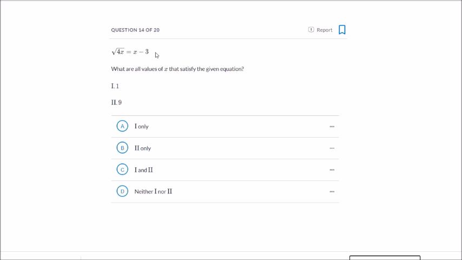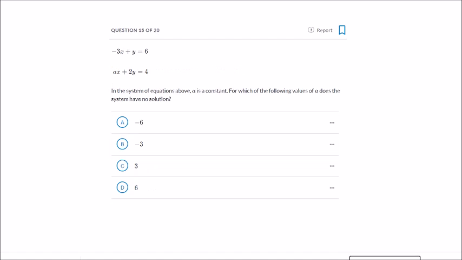That's wrong. If you put 9 in there, 9 times 4 is 36. Square root of 36 is 6. 9 minus 3 is 6, so it's 2. So the answer is 2 only, and it's not 1 because you will have an extraneous solution.